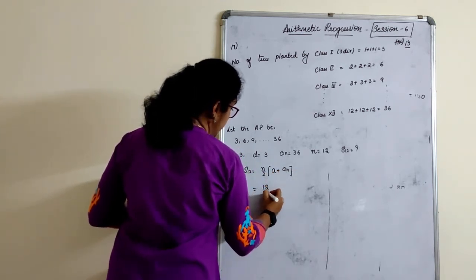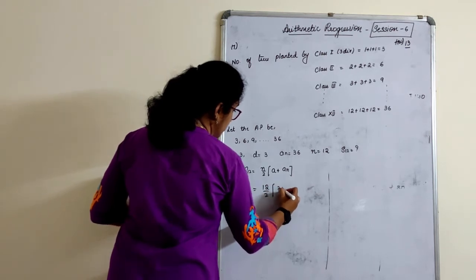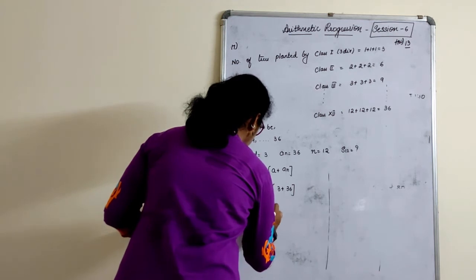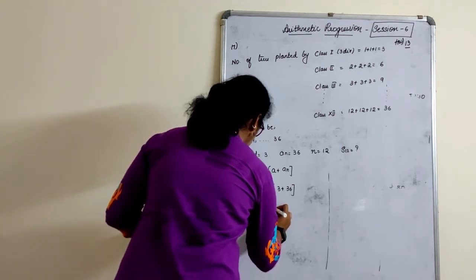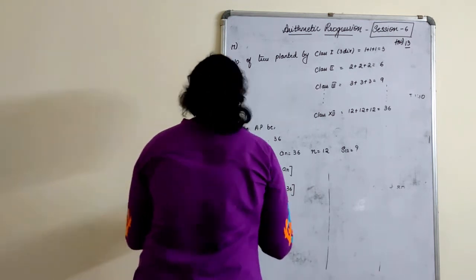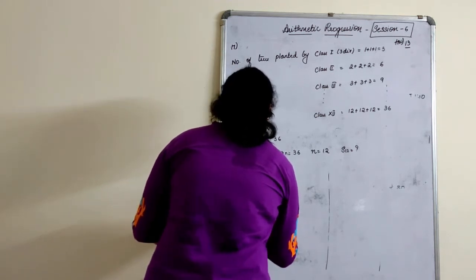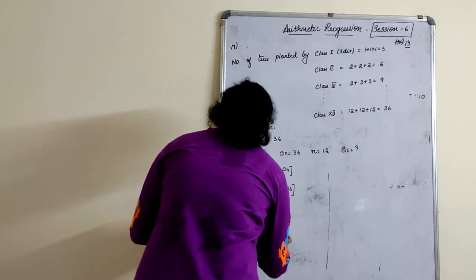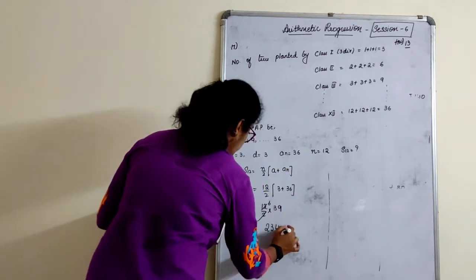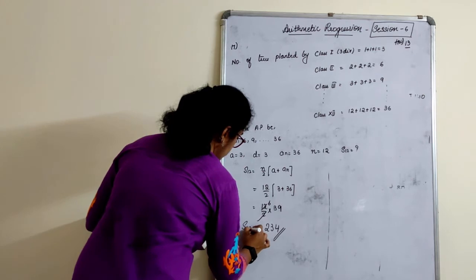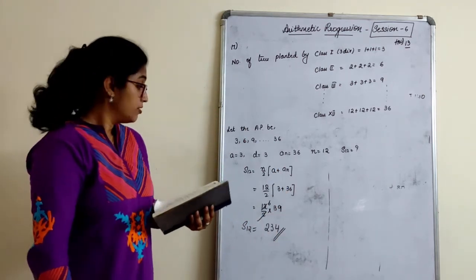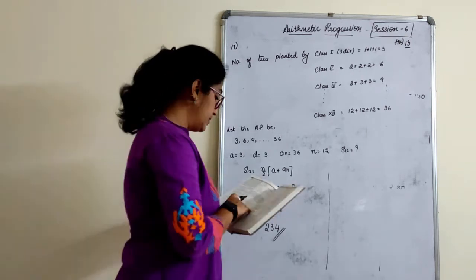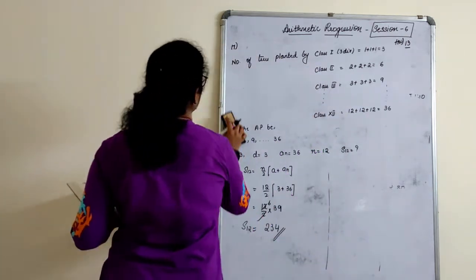N is 12 by 2, 3 plus 36, 12 by 2 into 39. 2 sixes are 12, so 6 into 39 is 234. So put together they plant 234 trees. We'll start with 18th one.